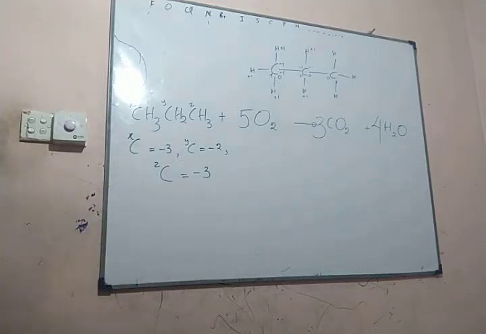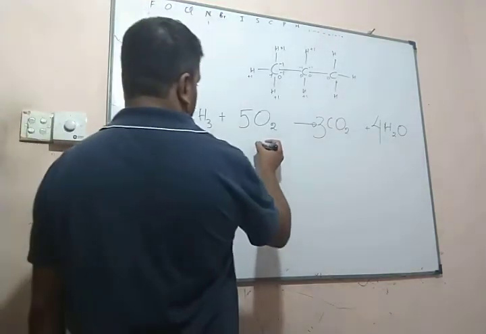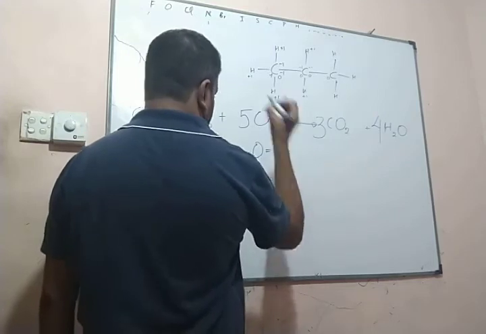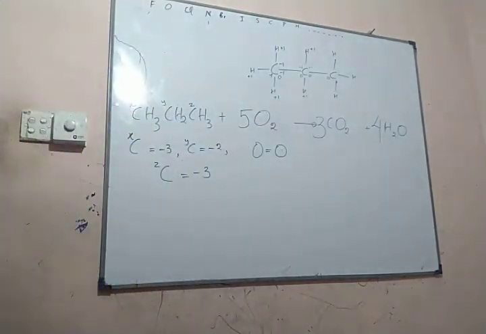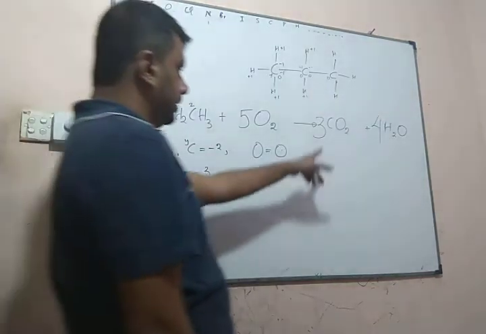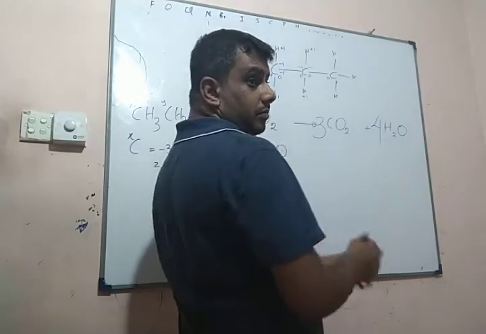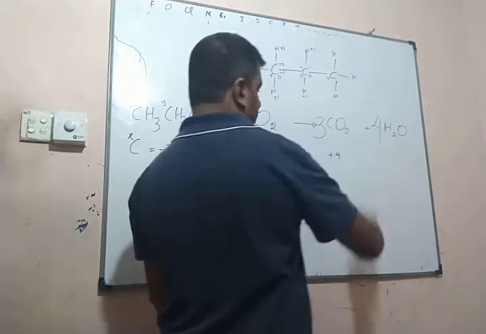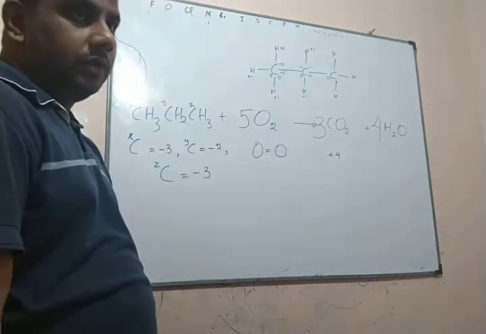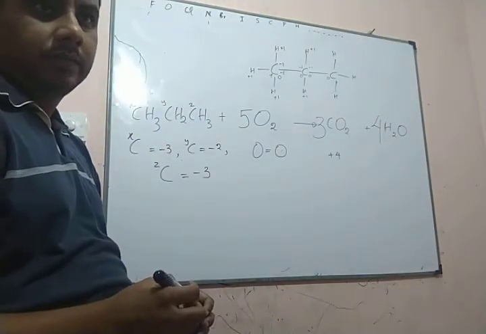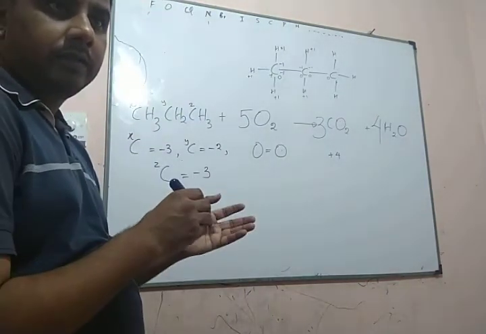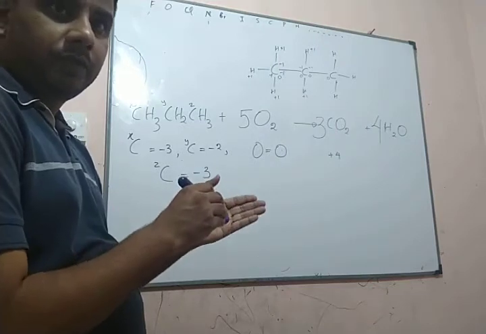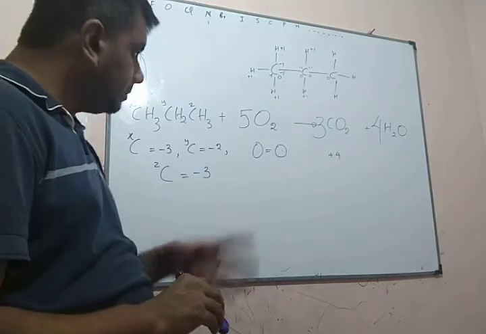And what's the oxidation state of oxygen? This oxygen is 0. And what's the oxidation state of carbon in carbon dioxide? +4. Right? It is +4. You want me to explain how it got +4? No. Okay, it's +4.